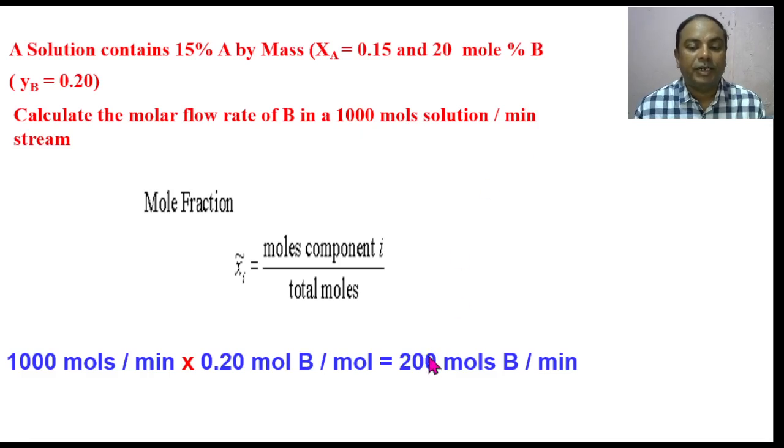So 200 moles of B is present in 1000 moles of solution. That means the remaining 800 moles of solution may be water or any other constituent, I must say. So the amount of this particular constituent is 200 moles of B present in 1000 moles of solution.